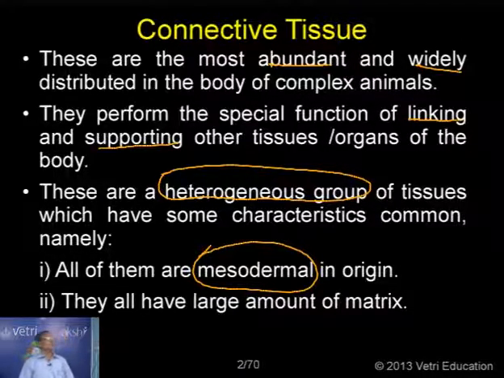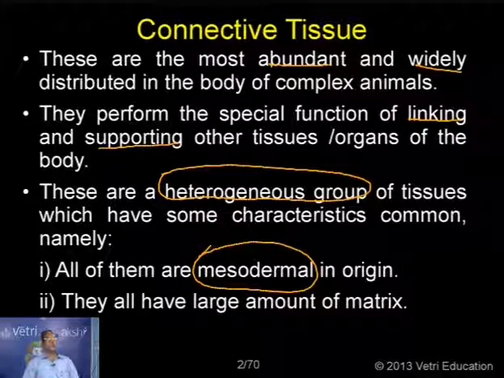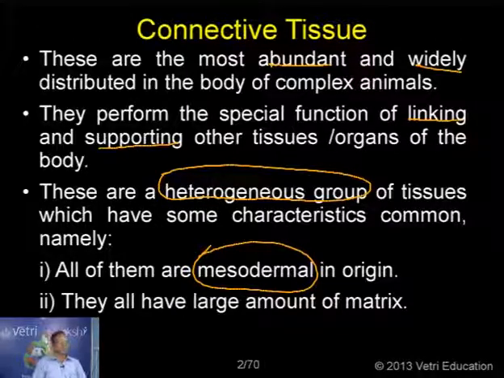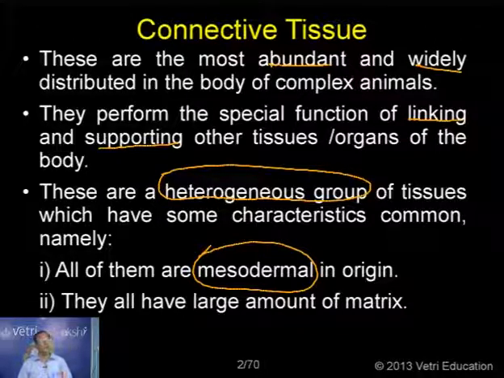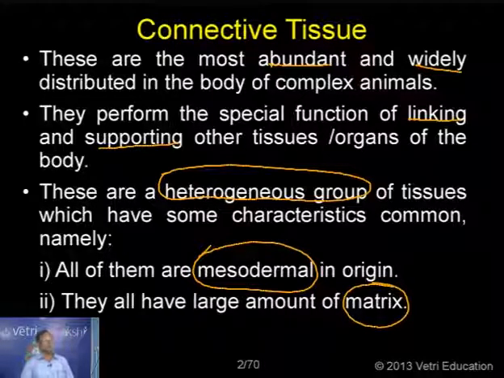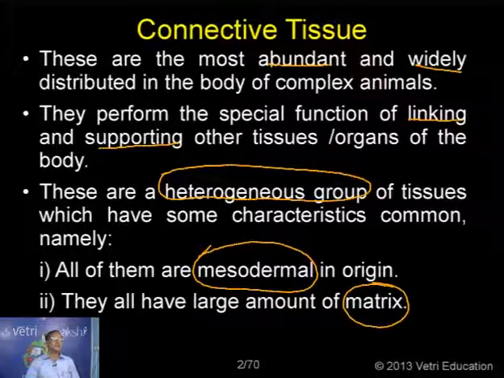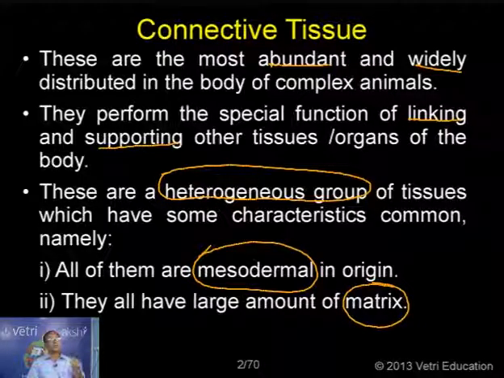Then, one of the important characteristic features of connective tissue: unlike the epithelial tissue, where you have no matrix at all, no ground substance, and the cells are closely packed without intercellular spaces, here there is a large amount of ground substance in which the cells and other components, namely the fibers, are arranged. So in all the connective tissues, we have a large amount of matrix or ground substance, the basic substance in which the cells and fibers are suspended. The main difference between the epithelial tissue and this one is the large amount of matrix.